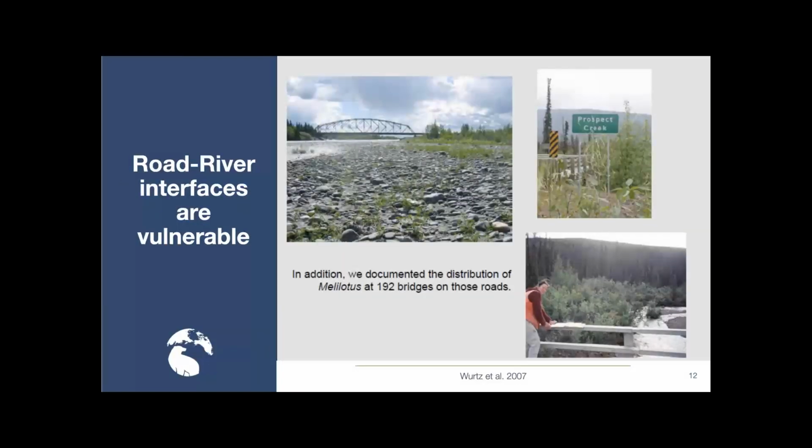So those vulnerable interfaces, like Bruce mentioned in the Yukon, exist in Alaska too. This is actually my husband's graduate work. He worked with Trish.